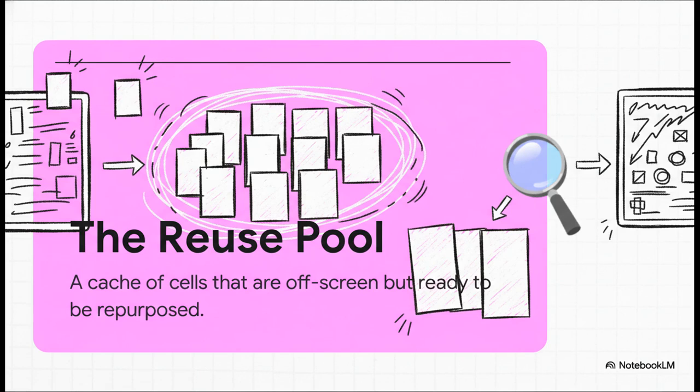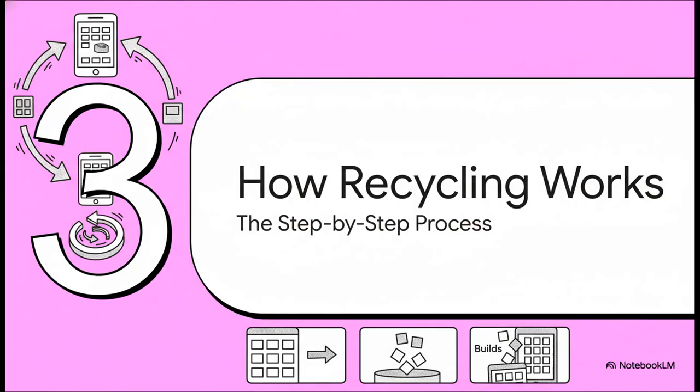So where do these washed plates go? They're kept in a place called the reuse pool. It's basically a waiting room, a cache for cells that have just scrolled off the screen. They don't get destroyed. They're just hanging out, ready to be called back into service with fresh content. So what does that journey actually look like? How does a cell get from being on your screen into this reuse pool and then back onto the screen again with totally new information?